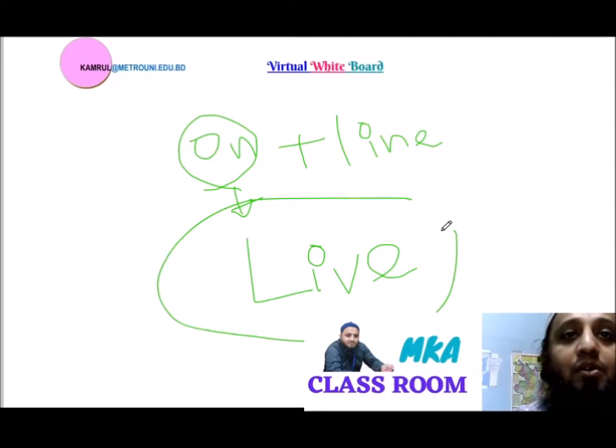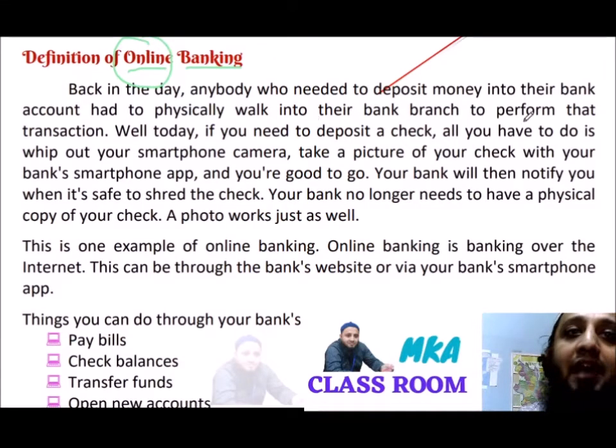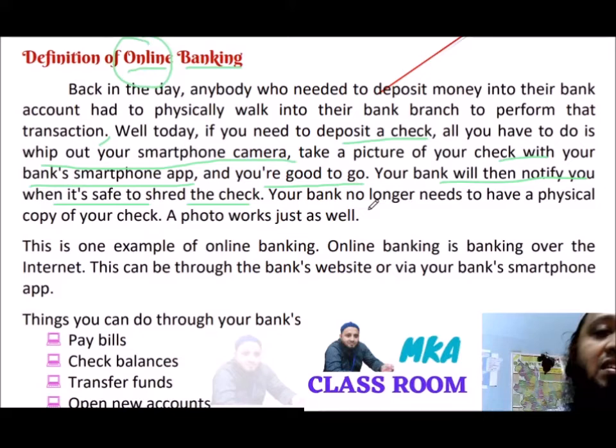In the old days, anybody who needed to deposit money into their bank account had to physically walk into their bank branch to perform that transaction. That means you had to go to your bank branch and perform your banking activities. But nowadays, that is very easy for us. You need to deposit a check. All you have to do is take out your smartphone camera, take a picture of your check with your bank's smartphone app, and you are good to go. Your bank will then notify you when it is safe to share the check. Your bank no longer needs a physical copy of your check. A photo works just as well.